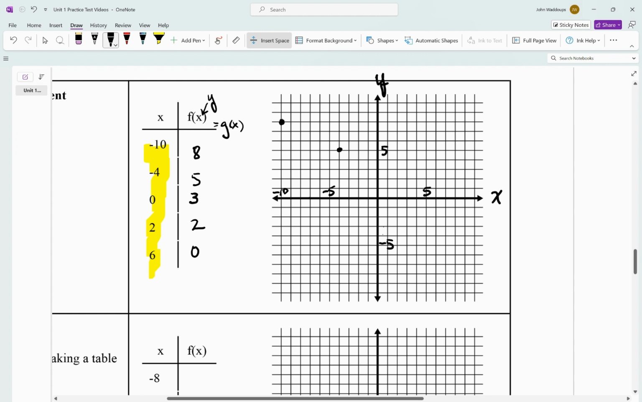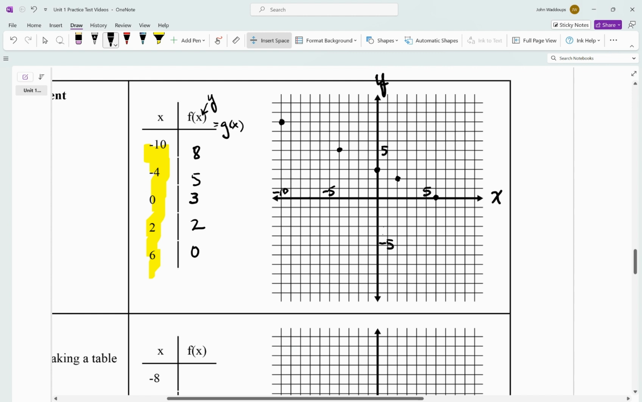Is right there. 0, 3: 0, and then up to 3 right here. 2, 2: over here to 2 and up 2 is right there. And then 6, 0. So go over here to 6, and then I'm at 0.